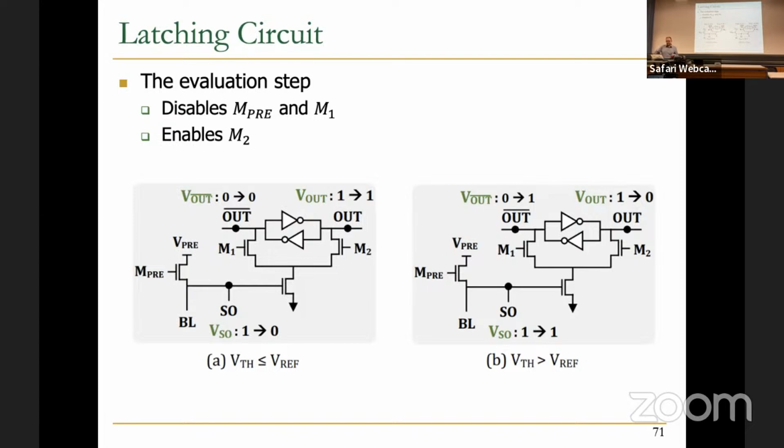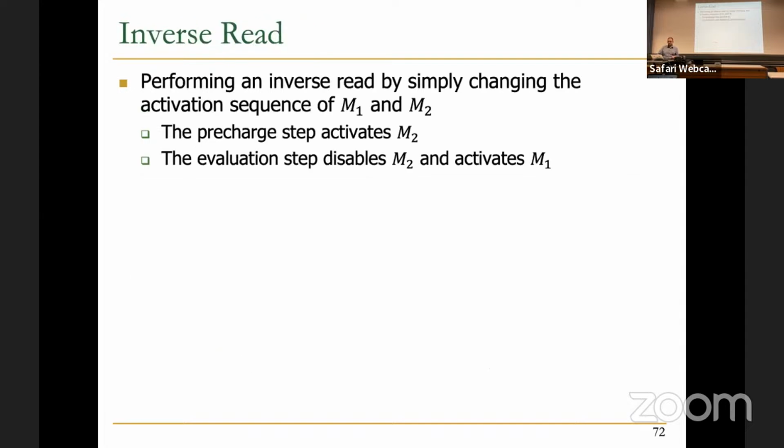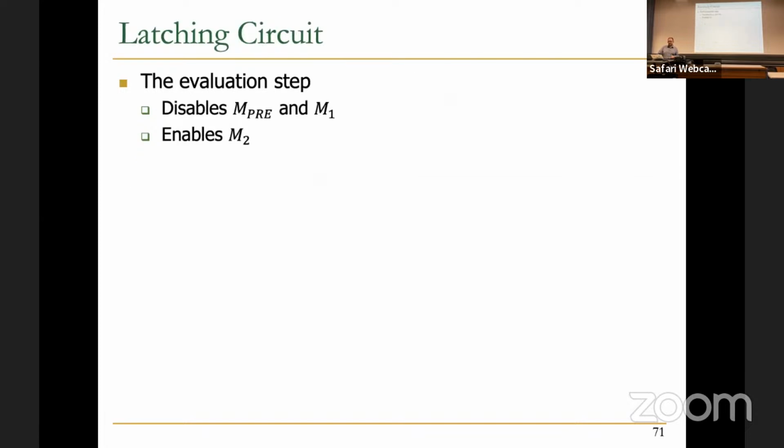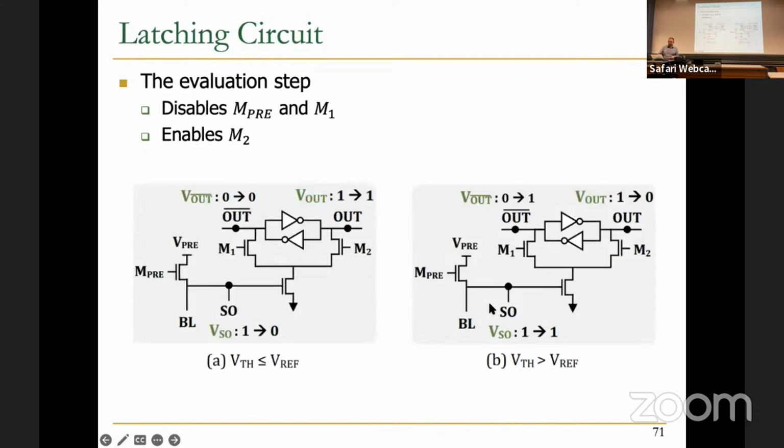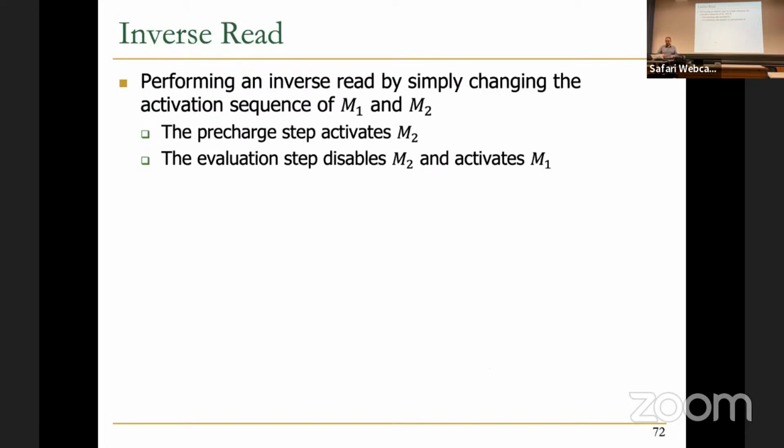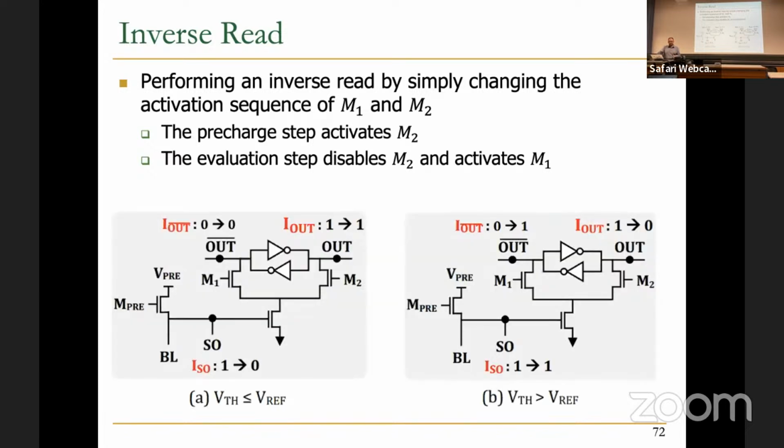Interestingly, this process has a characteristic. If you just swap M1 and M2, you can do an inverse read. So in the pre-charge, in the initialization mode, if you activate transistor M2 instead of M1, and in the evaluation, you disable M2 and enable M1, then you can actually read the inverse, meaning that you can easily implement a NOT operation inside the flash memory. So you store 1, but you read 0. So that's a NOT operation, essentially. You can do it on your own at home.